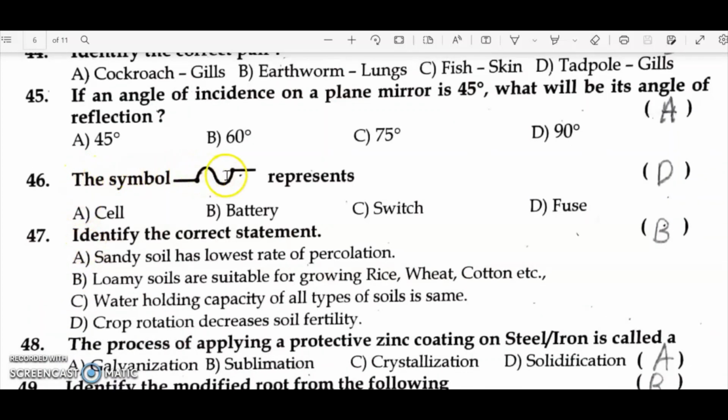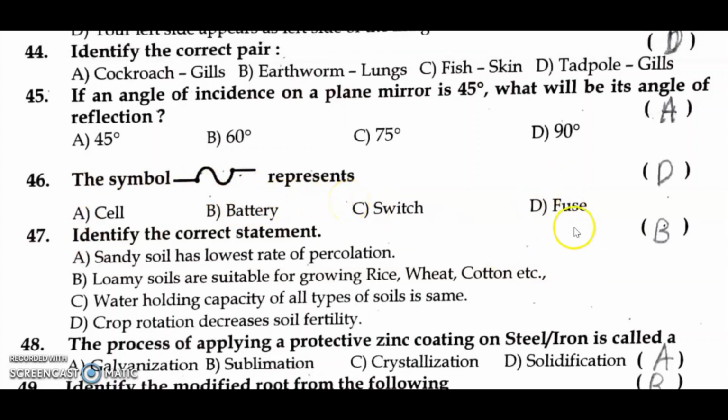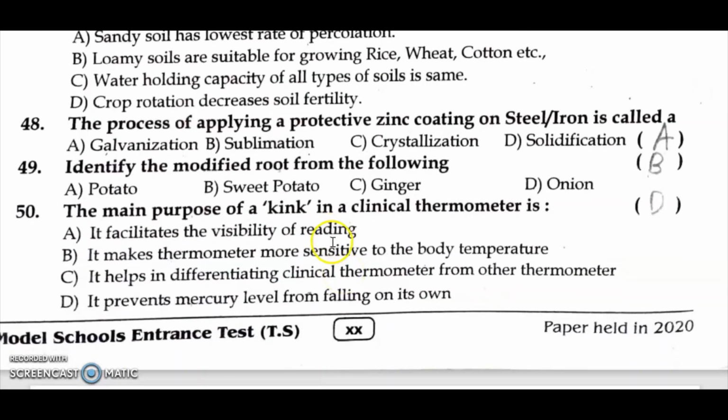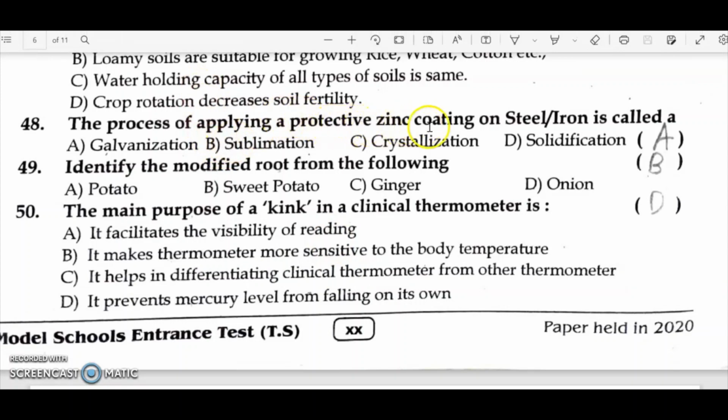The symbol represents the fuse. Identify the correct statement. Here the correct answer is B. Loamy soils are suitable for growing rice, wheat, cotton, etc. The process of applying protective zinc coating on steel or iron is called A. Galvanization.